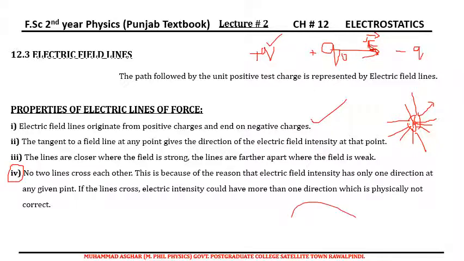Suppose we have a curved path and here is the direction of electric field intensity E. So electric field intensity at a curved path has only one direction. If it has two directions, then it is not physically possible because electric field intensity has only one direction at one point.